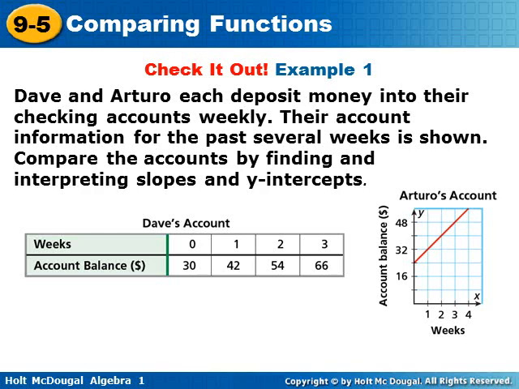David and Arturo each deposit money into their checking accounts weekly. Their account information for the past several weeks is shown. Compare the accounts by finding and interpreting slopes and y-intercepts. You can see Dave's account in weeks 0, 1, 2, 3, and his balance 30, 42, 54, 66. And you can see Arturo's account starts with the line up for the y-intercept and then increases by the number of weeks 1, 2, 3, 4. This one's for you to try on your own, and then you can check back for your answer.